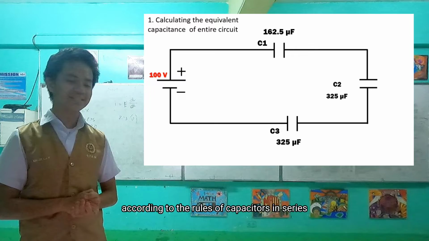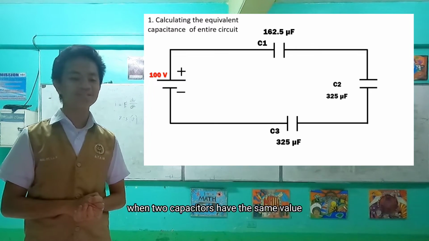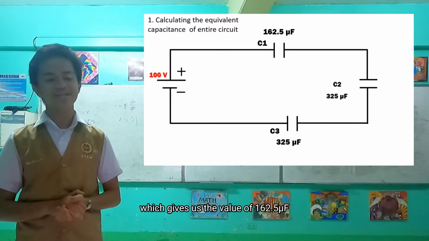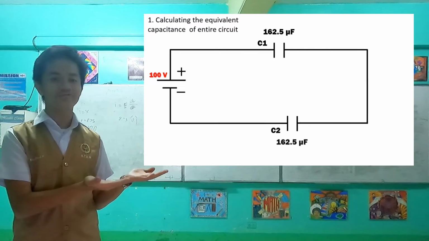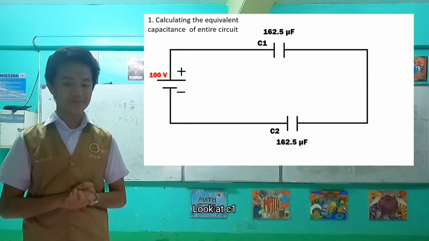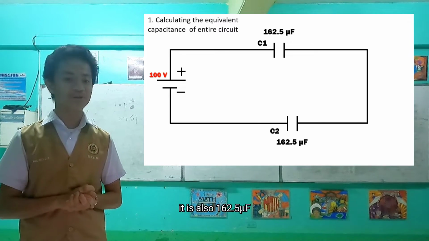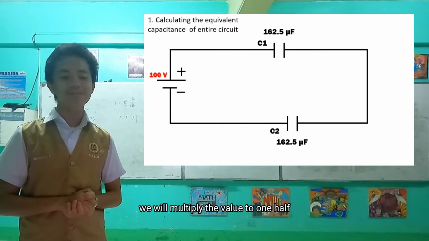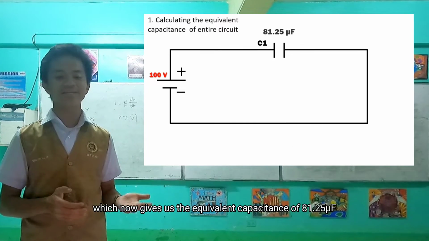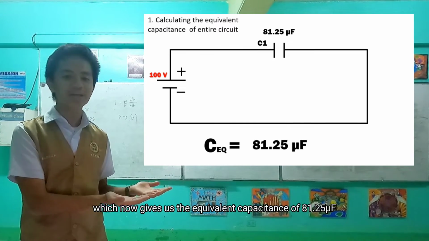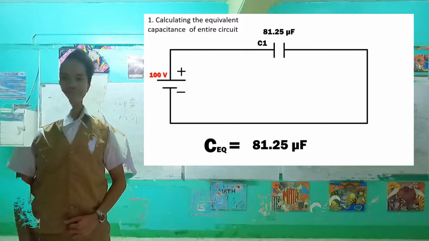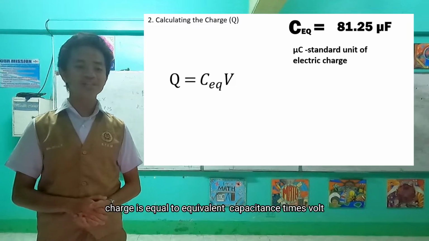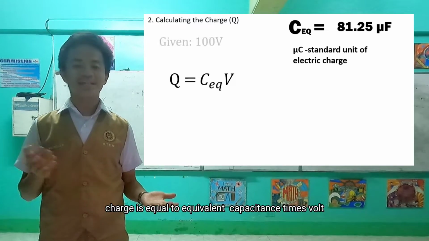According to the rules of capacitors in series, when two capacitors have the same value, we will multiply the value by 1/2, which gives us the value of 162.5 microfarads. Look at C1. It is also 162.5 microfarads. Again, according to the rules, we will multiply the value by 1/2, which now gives us the equivalent capacitance of 81.25 microfarads. Now, it's time to calculate the charge with the formula: charge is equal to equivalent capacitance times volts.